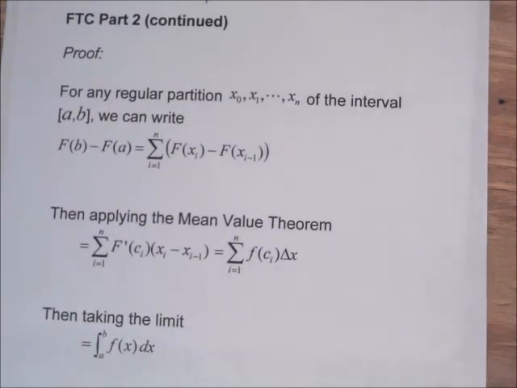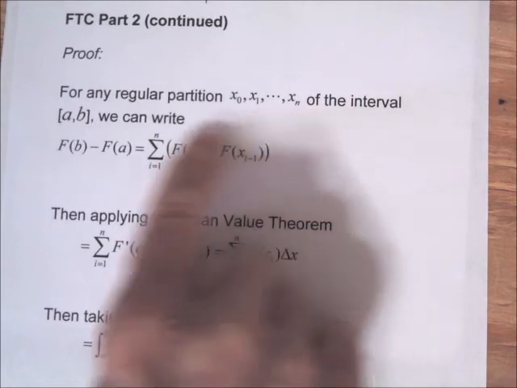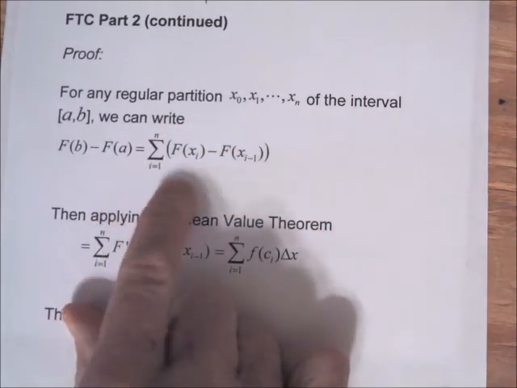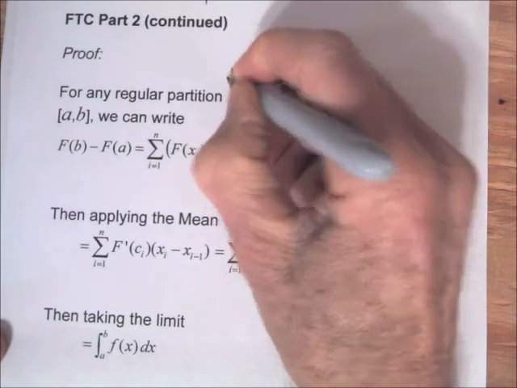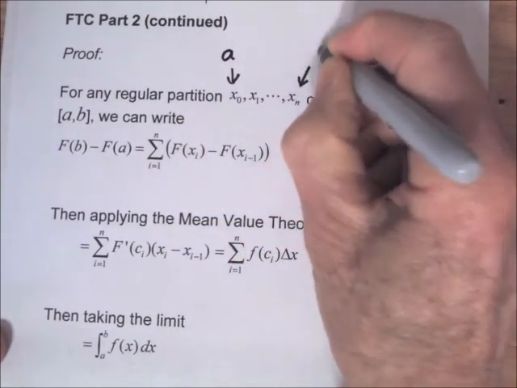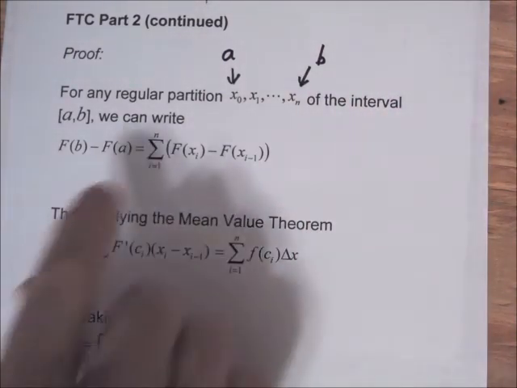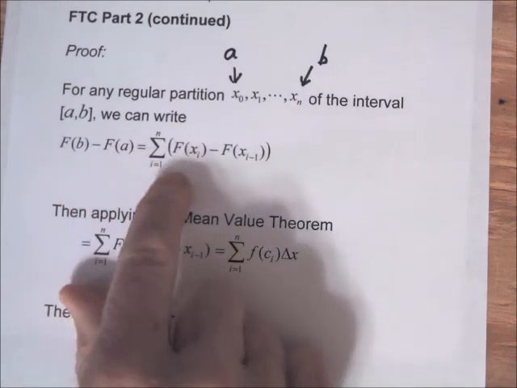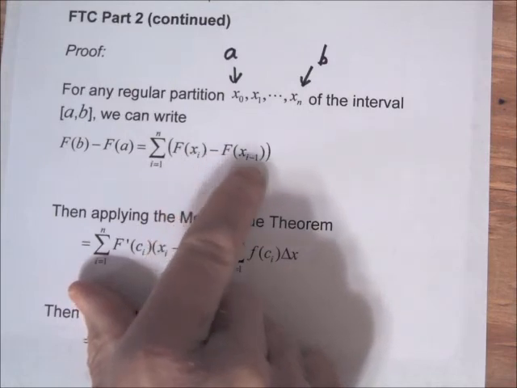Here's a proof of the second part of the fundamental theorem of calculus. We have a partition x0, x1, etc. up to xn of the interval a to b, and x0 would correspond to a, and xn would correspond to b. We can write capital F of b minus F of a as the summation from i equals 1 to n of F of xi minus F of xi minus 1.